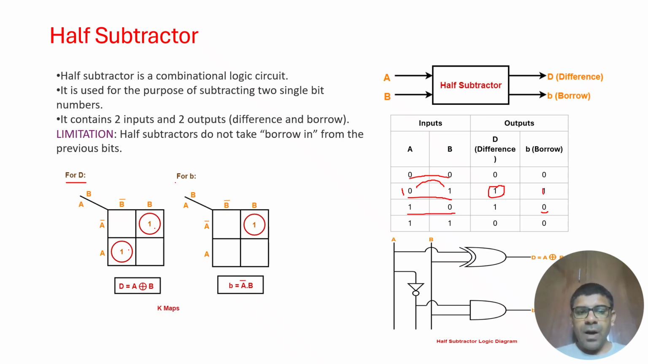Then for borrow, only a single 1 is there, so you can make a single cell grouping here. The answer will be A bar B. Based on that, we can make a logic diagram. First for difference, A XOR B: we can use a two-input XOR gate and connect it directly. Then for borrow, we should use one NOT gate on an input variable, since we need A bar. Then it should be connected with a two-input AND gate to get the output A bar B.